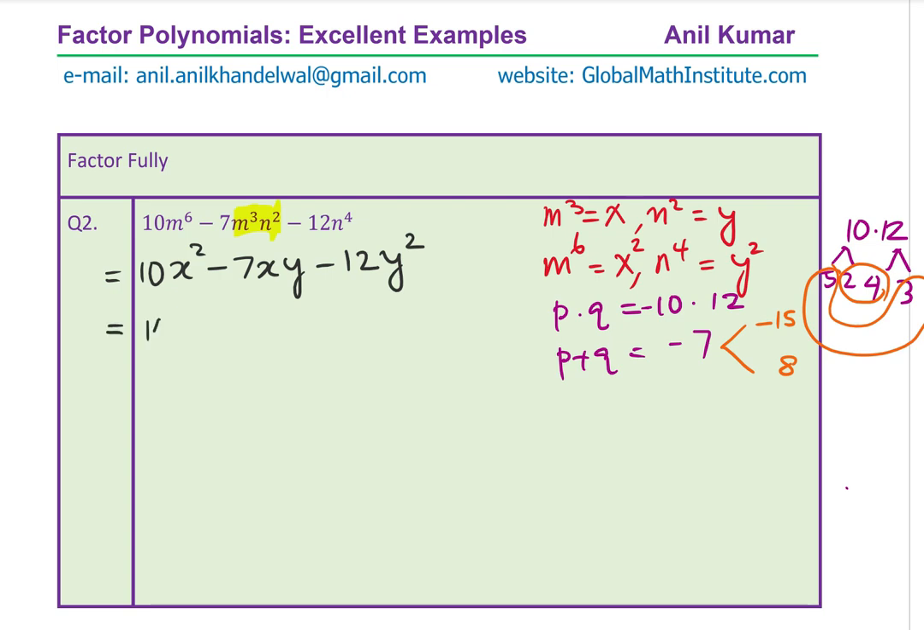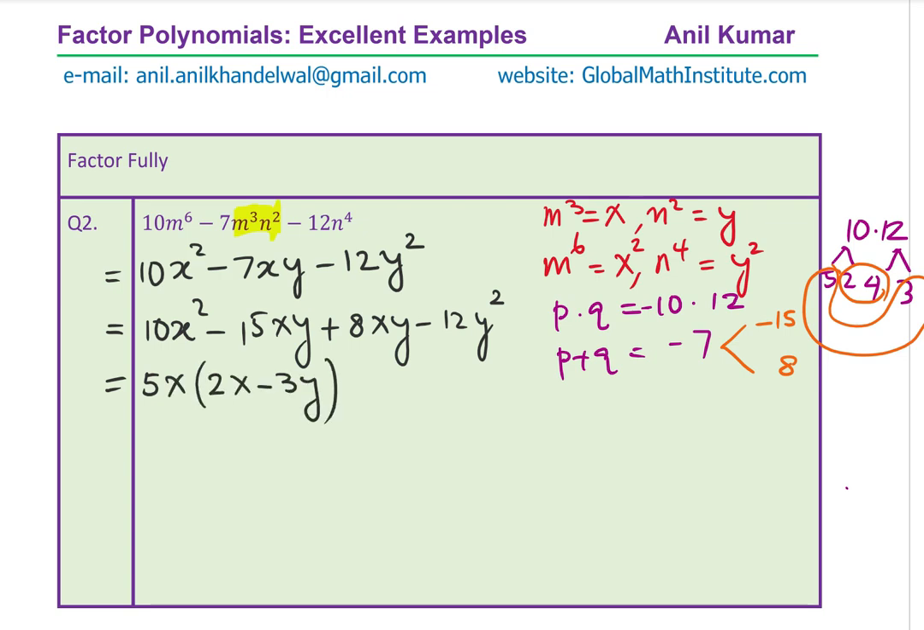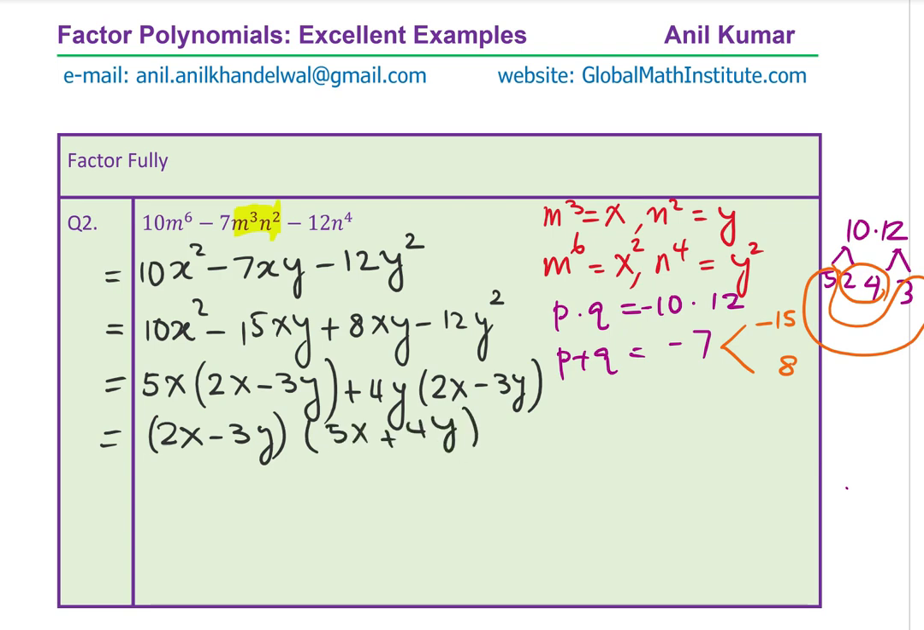So we can now write this as 10 x square minus 15 xy plus 8 xy minus 12 y square. Now in the first two terms, 5x is common. So we can write this as 5x times (2x minus 3y). And now here, 4y is common. So we can write 4y and we get (2x minus 3y). So 2x minus 3y is a common term, leaving 5x plus 4y. Now substituting back, x is m cube, y is n square, I get this as (2m cube minus 3n square) times (5m cube plus 4n square).